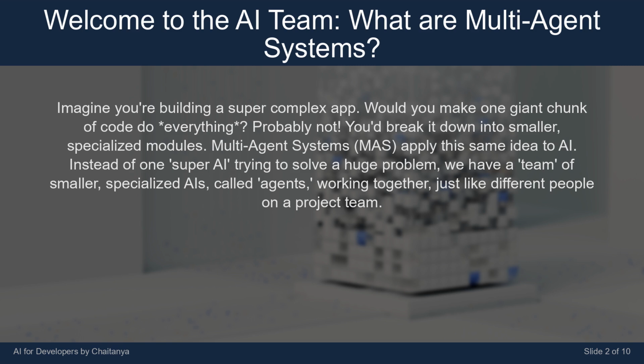Multi-agent systems, MAS, apply this same idea to AI. Instead of one super AI trying to solve a huge problem, we have a team of smaller, specialized AIs called agents working together, just like different people on a project team.